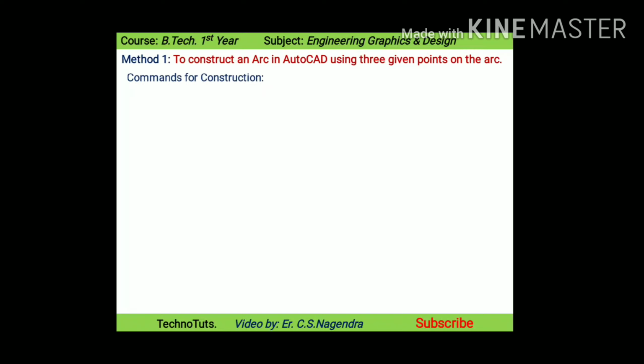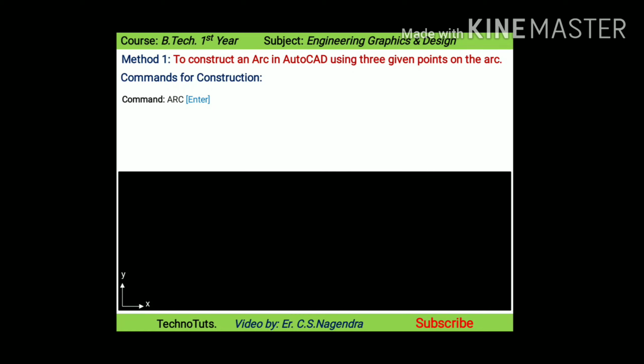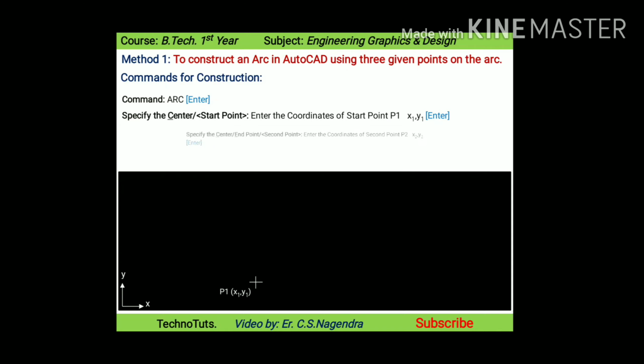To construct an arc in AutoCAD using three given points on the arc. Commands for construction: at the command prompt, just type arc and press enter key. The viewport will get activated on the screen. Now the computer will ask you to specify the center or start point. You have to enter the coordinates of the start point having coordinates x1 y1 and press enter key. You will see point P1 will be visible on the screen.